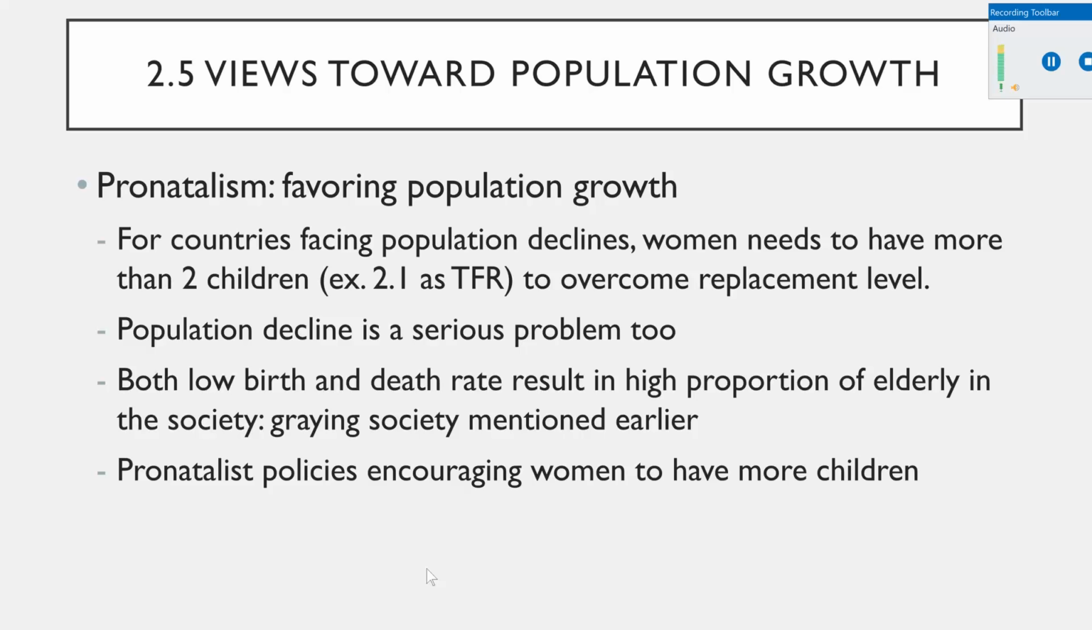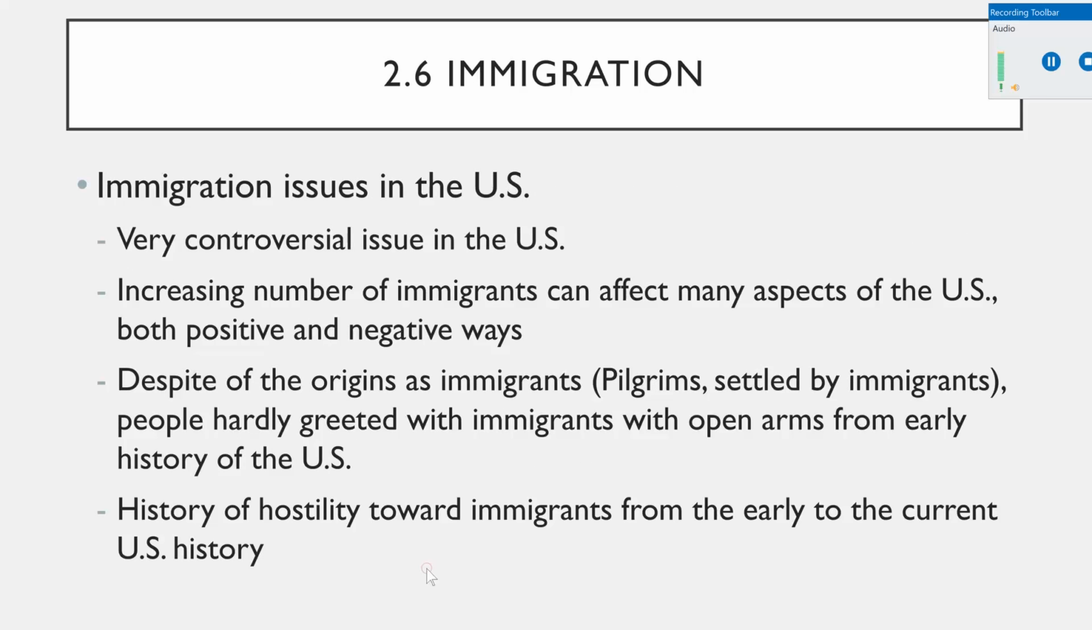So the U.S. has concerns about population growth, and also fosters or encourages mothers to have babies. The countries having some population decline usually encourage the people or the mothers to have 2 or more, 3 or more children. Population decline is a very serious problem because low birth and death rates result in a high proportion of the elderly, which means losing the young workers and the highly skilled workers who have a fresh education. And immigration, which is very controversial and a very hot issue in the U.S.